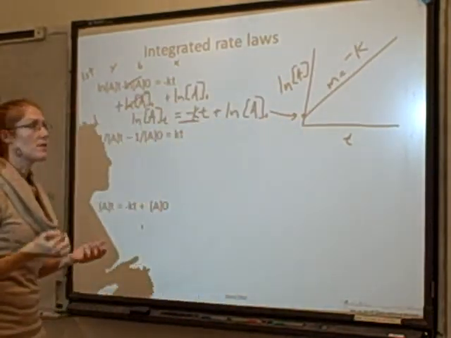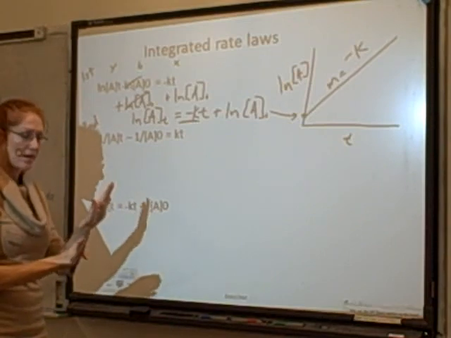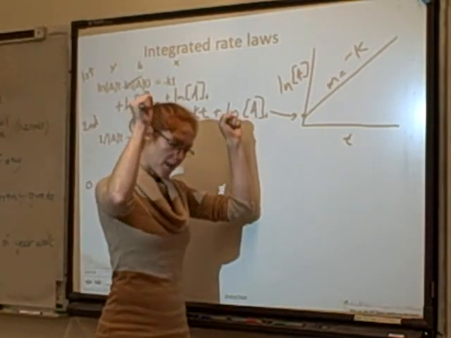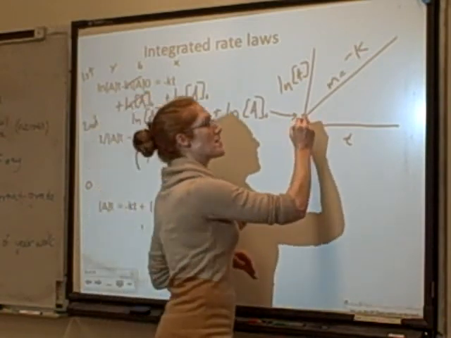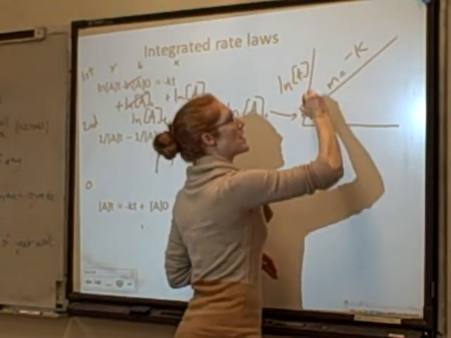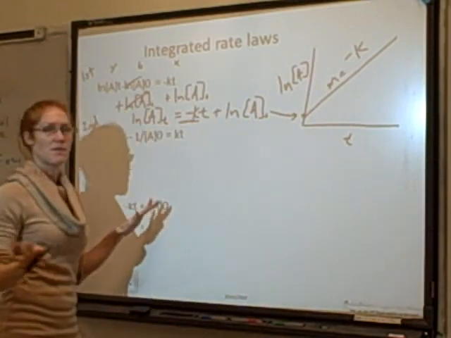So what chemists will do is collect their data and plot. If it's a straight line, they're like, success, I got a first order reaction. If it's not a straight line, if it looks like any other kind of line, they know it's not first order.